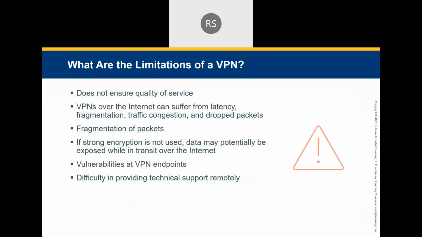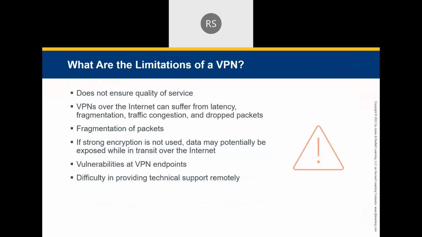Now, there are some limitations on a VPN. VPNs do not guarantee quality of service, so that leads to potential variations in network performance. When you use a VPN over the internet, it can encounter latency, fragmentation, traffic congestion, dropped packets. And this is something that could impact the user experience. Like I said, the fragmentation of the packets may occur. That's affecting the smooth flow of data and potentially causing delays.